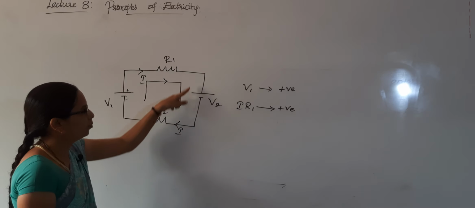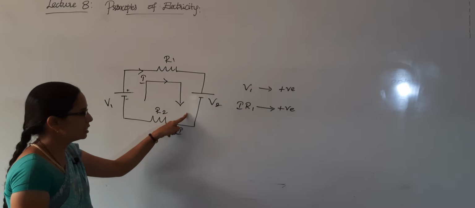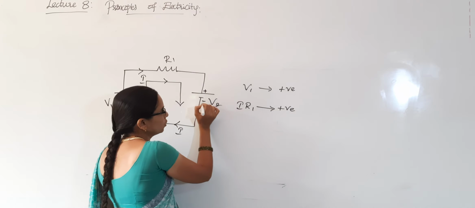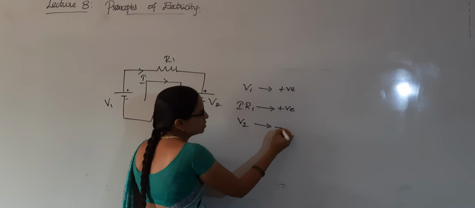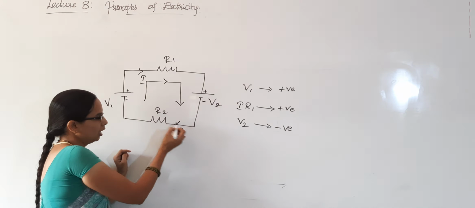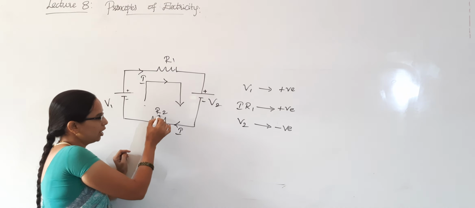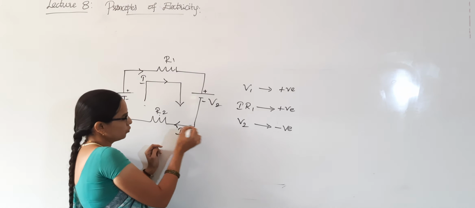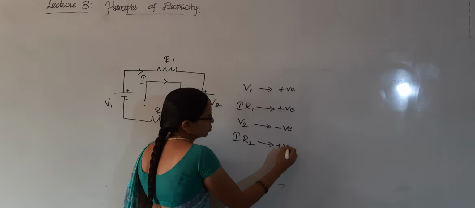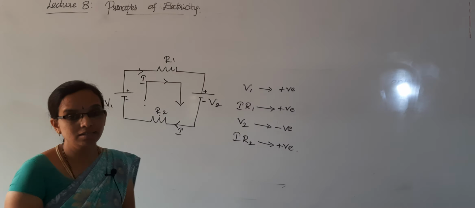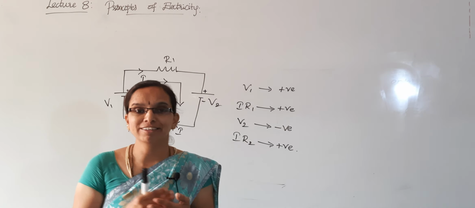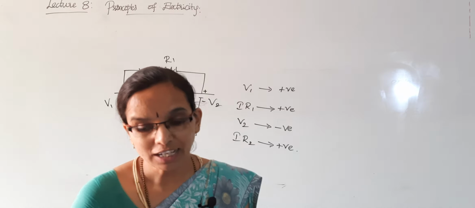Okay. And coming to this point, I am analyzing in this direction, but first I am getting positive and then I am getting negative. So positive to negative, so V2 will be considered as negative. After that I am coming in this direction, R2, IR2. I is flowing in the same direction as mine, so IR2 is also positive. This is how we will consider the sign. If you change the sign, we will get different current and voltage values. Okay, that we will study.